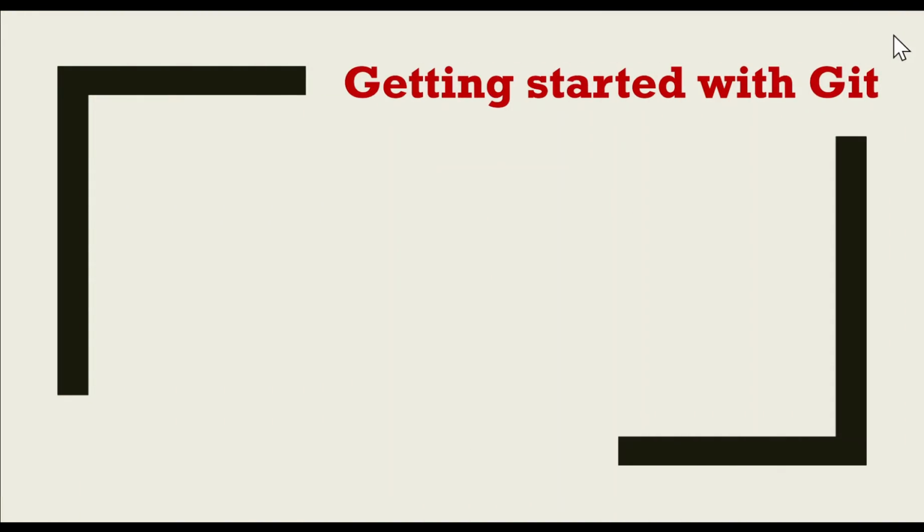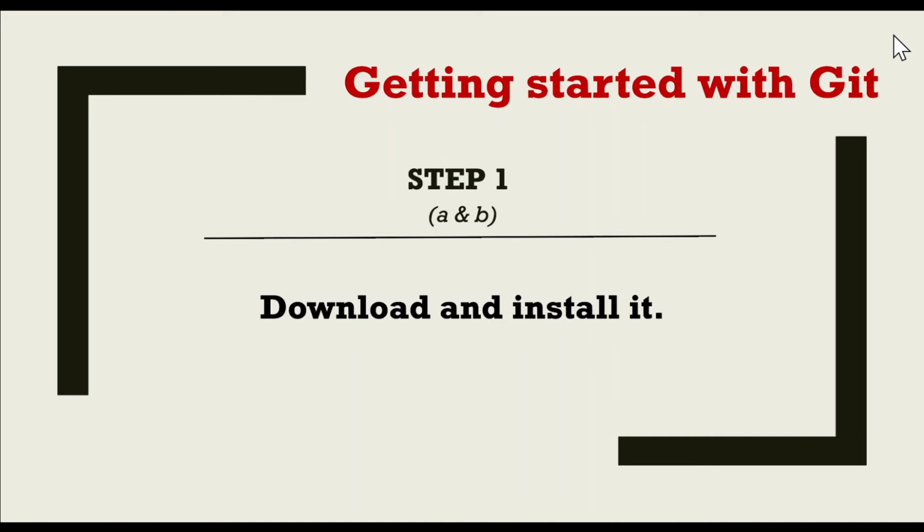There are two main things you need to do before you can actually use Git. Number one is download and install it. Because if you don't have Git, you can't use it. Ain't exactly rocket science, is it?